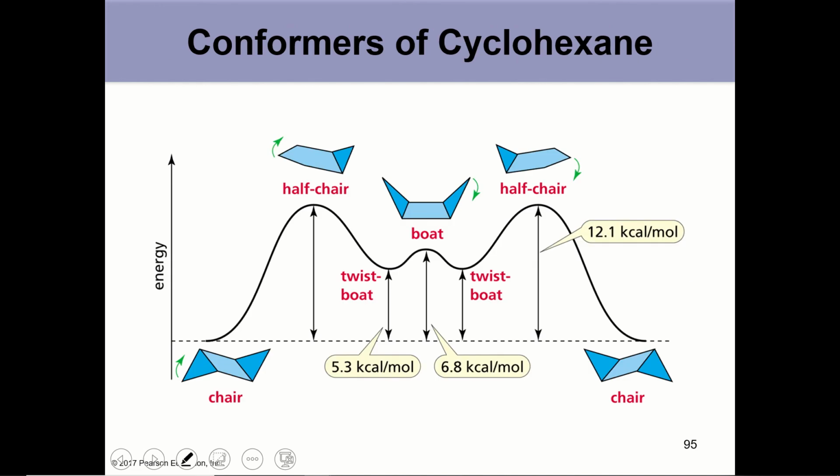This is an image of the conformers of cyclohexane. The only ones that you really need to know about are the chair and the boat. And half chair and boat are eclipsed conformations. Chair and twist boat are staggered conformations, but the twist boat is very unstable.